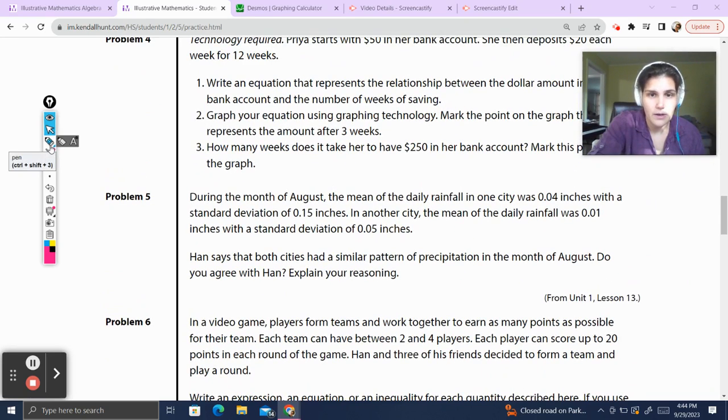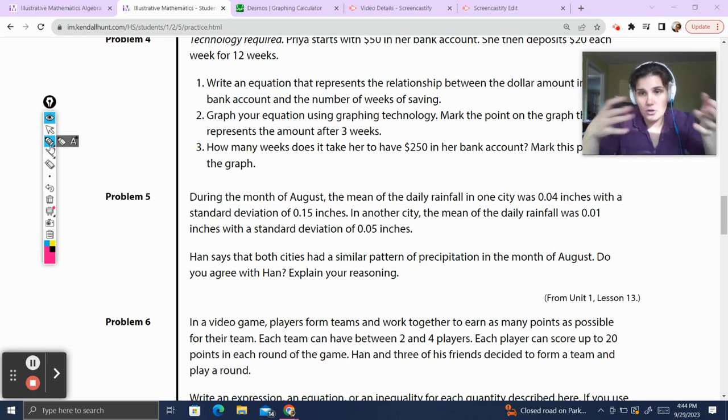During the month of August, the mean daily rainfall in one city was 0.04 inches with a standard deviation of 0.15 inches. So that means on average, there was 0.04 inches, and usually it was a little bit more or less than that by about 0.15 inches. In another city, the mean daily rainfall was 0.1 inches, so considerably more, with a standard deviation of 0.05 inches.